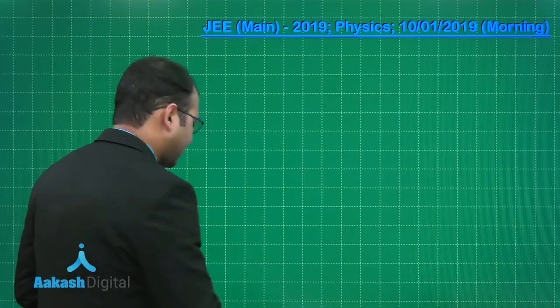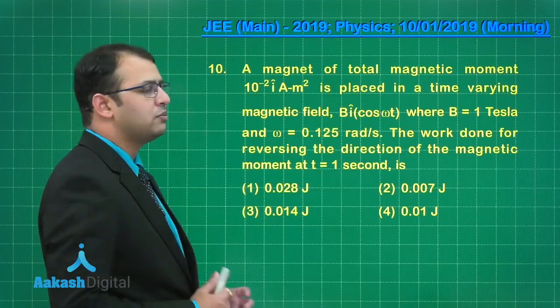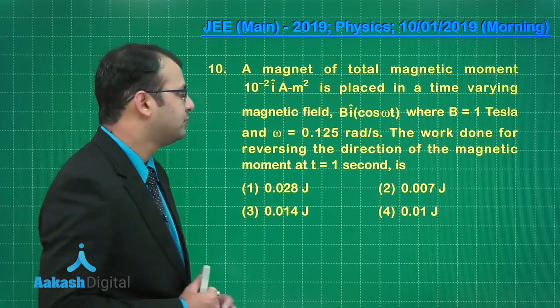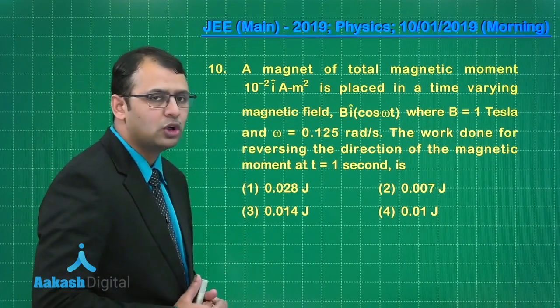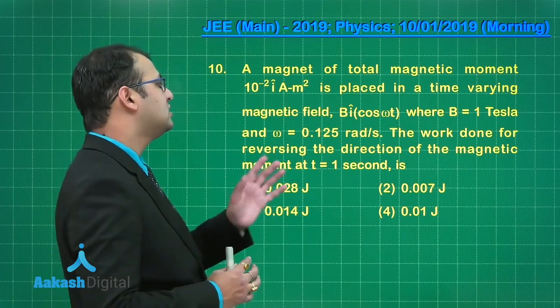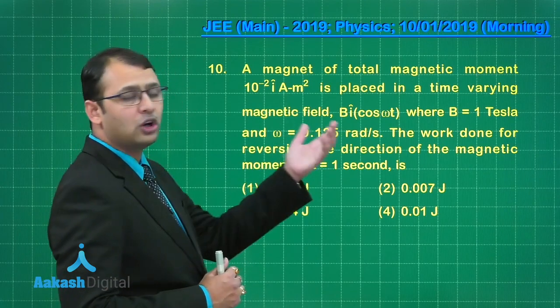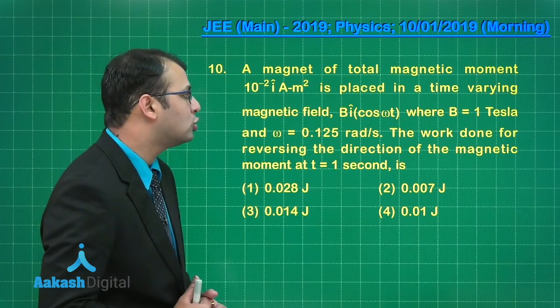Let's start with question number 10. Now, this question belongs to the section of electromagnetism. Here, a magnet of total magnetic moment 10 to the power minus 2 along the x-axis is placed in a time varying magnetic field, which is also along the x-axis but varying as B cos omega t.